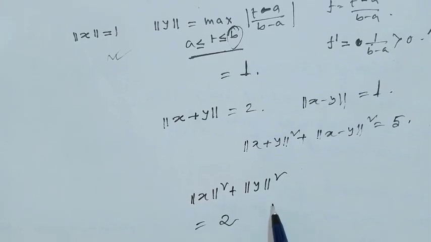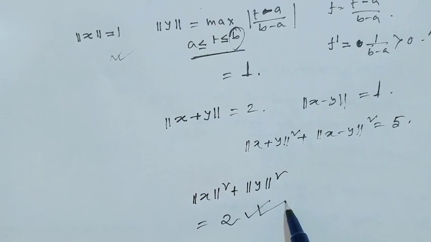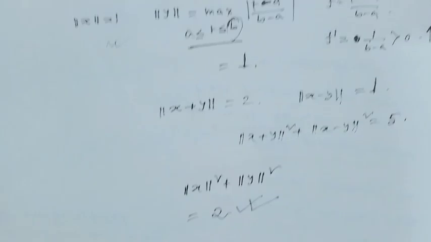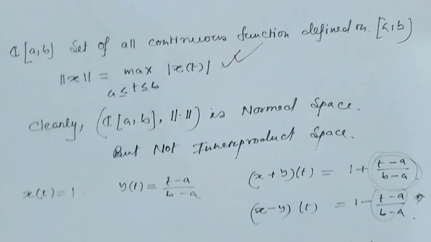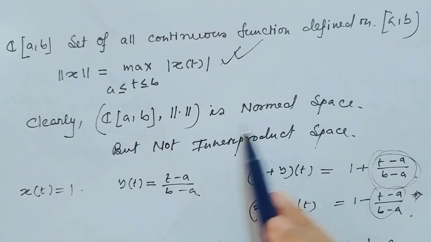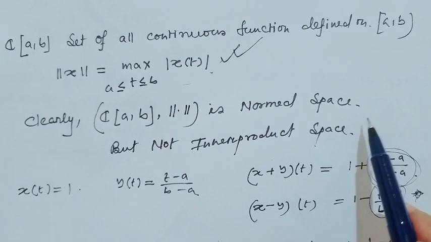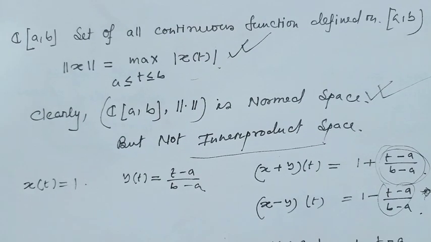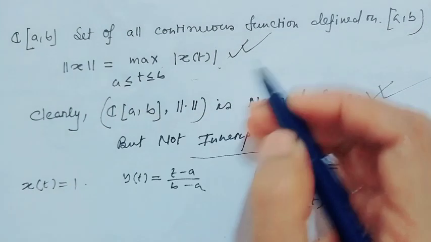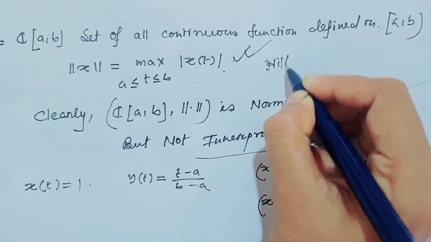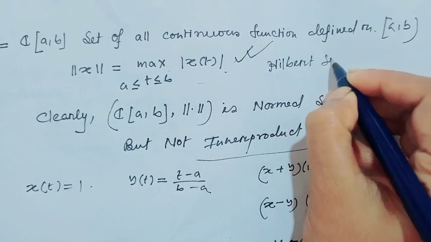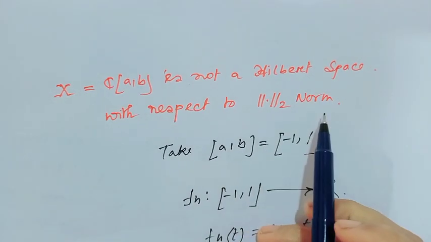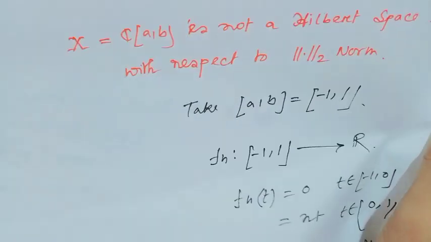And the norm of x squared plus the norm of y squared, this value is equal to 2, and 2 is not equal to 5. So the parallelogram law is not satisfied here. So C[a,b] with respect to this norm is not an inner product space, but this is obviously a normed space. So C[a,b] with respect to this norm is not a Hilbert space. Okay. Similarly, C[a,b] with respect to the 2-norm is not a Hilbert space.